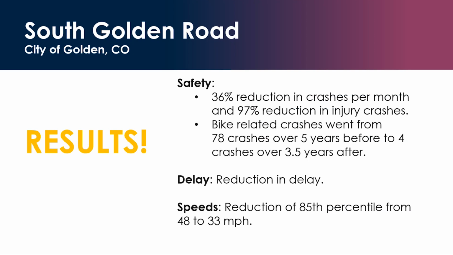End result is a 36% reduction in crashes a month and 97% reduction in injury crashes. Bike-related crashes went from 78 crashes over 5 years before to 4 crashes over 3.5 years after. They did have a reduction in delay. It wasn't significant, but it did exist. And then a reduction in the 85th percentile from 48 miles an hour to 33 miles an hour. So even if your posted speed is still under the operating speed, you're still going to see a reduction.